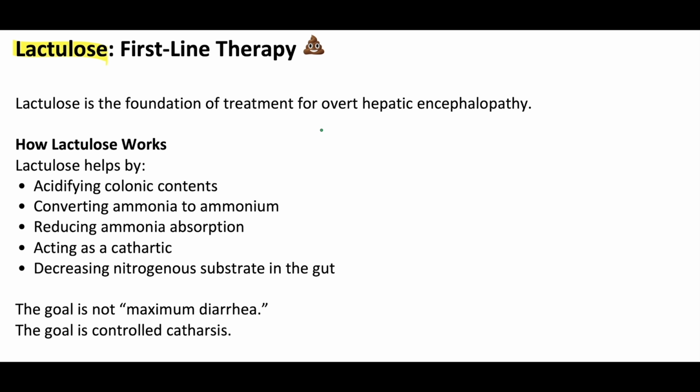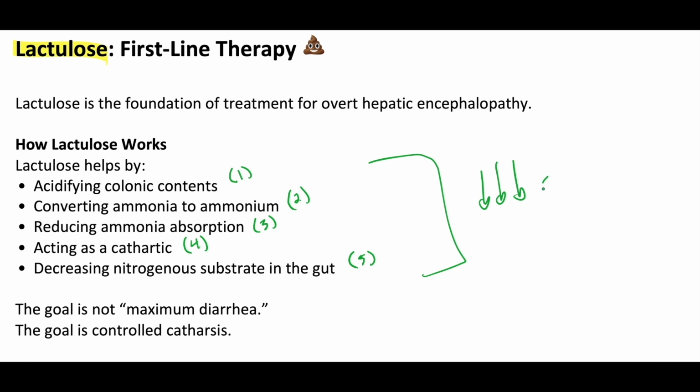Lactulose, people sometimes take it for constipation, but it does a couple of things that we don't always talk about. The first of those things is it actually acidifies the colonic contents. This helps convert ammonia to ammonium. It reduces ammonia absorption. It also acts like a cathartic, right? We poop more, and then we get decreased nitrogenous substrate in the gut. So all of these things help decrease our ammonia levels in the blood to help offload the liver, since that liver is not able to detoxify that ammonia.